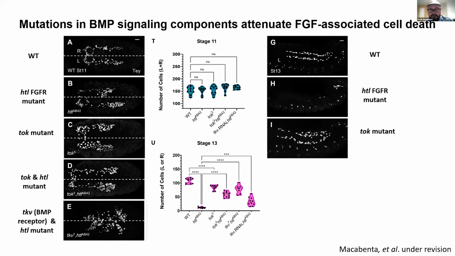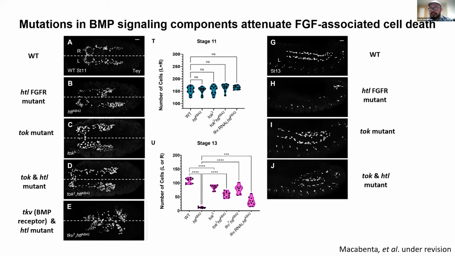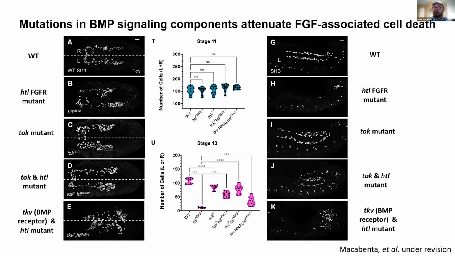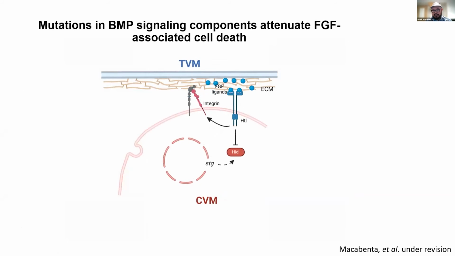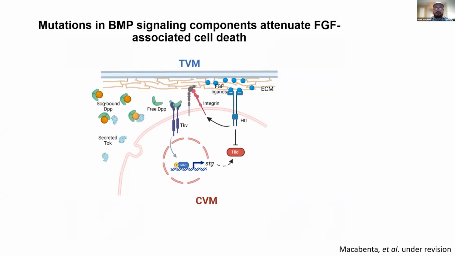In TOC single mutants, we found that there is a reduction in the number of CVM cells when compared to wild type. But when we generated double mutants for TOC and FGF receptor heartless, we found that there was an attenuation of the cell death phenotype, resulting in a rescue of the number of CVM cells over heartless mutants. And a similar effect was observed when we generated double mutants for the thickveins BMP receptor and heartless, which led us to uncover a parallel signaling pathway that seems to contribute to this mechanism for controlling the onset of HAND expression in migratory CVM.